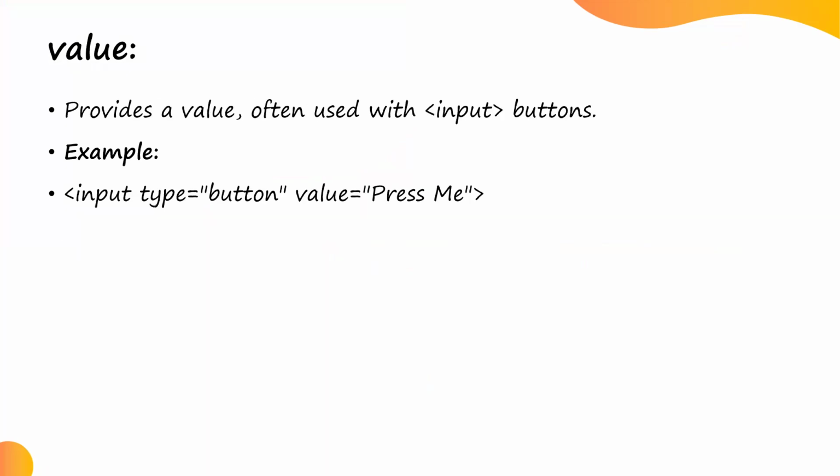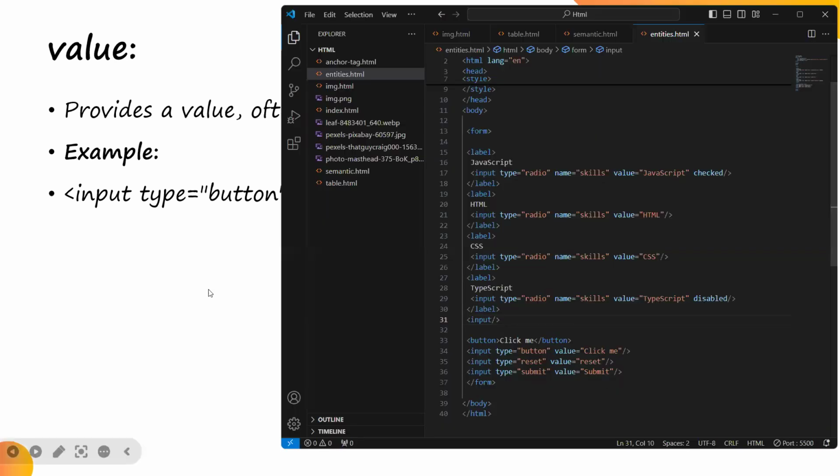All right, we have the value. Now this is what the user is going to see. When you give value, you have already seen me use value. So the value is what the user is going to see. If I come back here, you can see that the value here is what the user is seeing. That's what we have here.